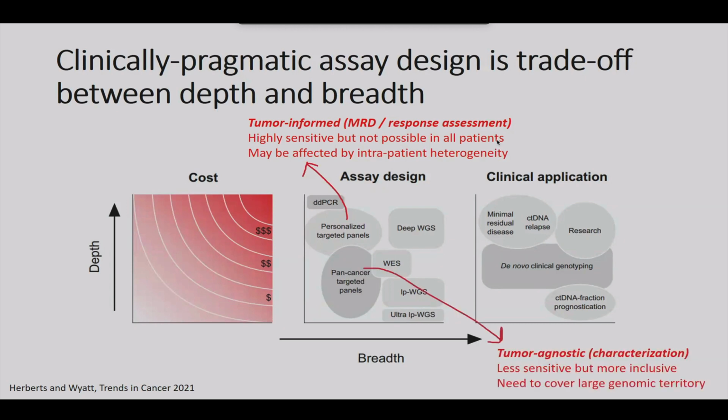The other class is tumor-agnostic. You don't know what's going on in the person's cancer, so typical of, let's say, late-stage prostate cancer. Here, you can't just look at a few points, because what's the chance you're actually going to pick up a mutation in those few regions? So now you have to look across a lot of DNA, but you can't do that as deeply unless you have an infinite budget. So that's where you have lower sensitivity if you're trying to understand what's there de novo. I hope that makes sense.